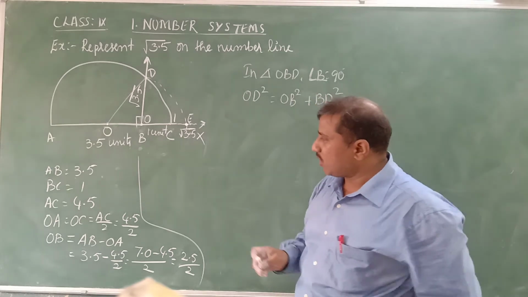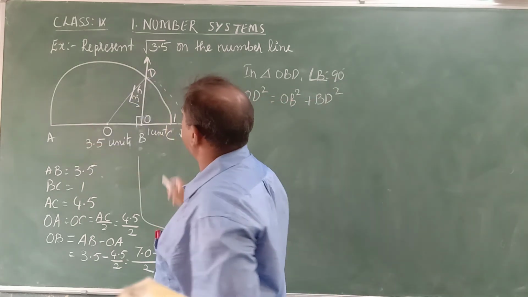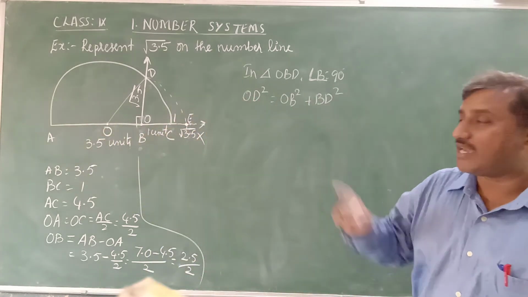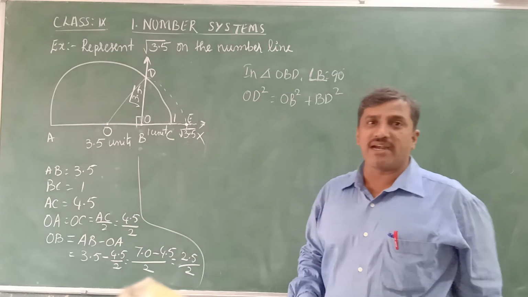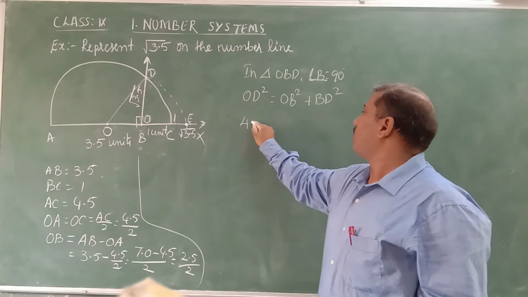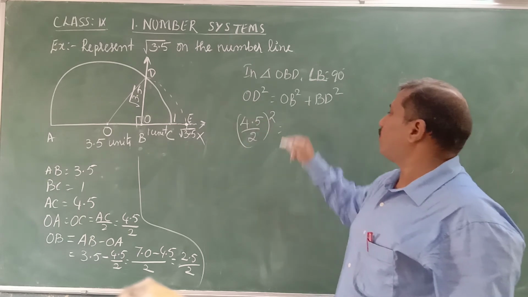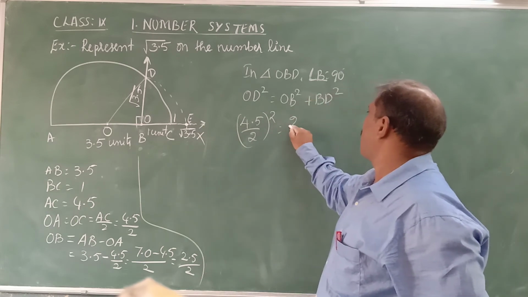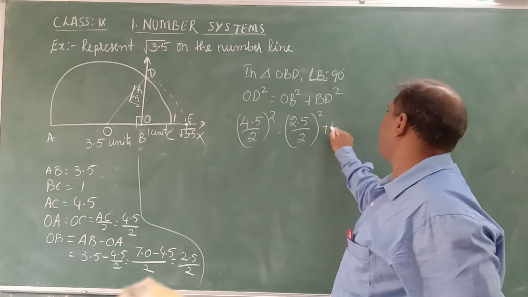Now OD is equal to how much? OD is the radius of the semicircle. That is OD is equal to OA is equal to OC. All are equal, the radii of the semicircle. We know OA is equal to 4.5 by 2 units. Therefore, OD is also equal to 4.5 by 2, whole square, that is equal to OB square, where OB we got as 2.5 by 2, whole square, plus BD square.